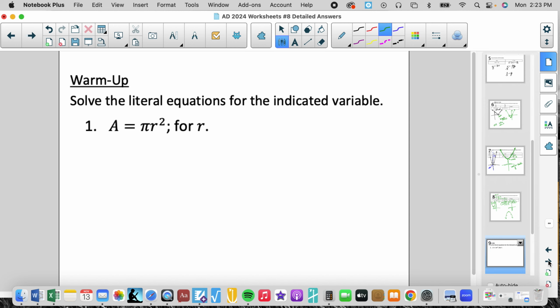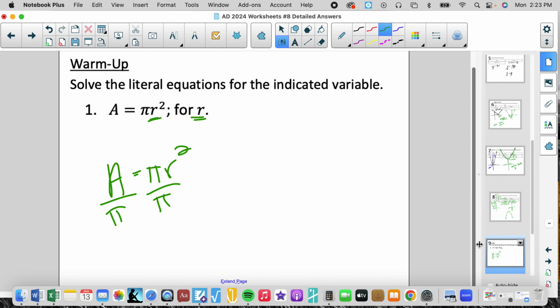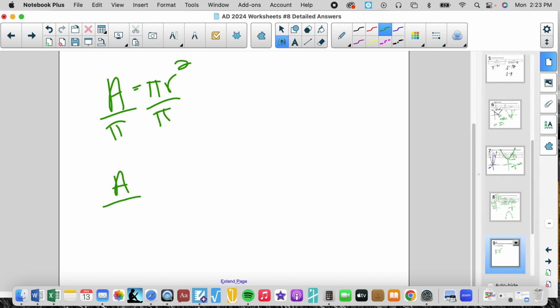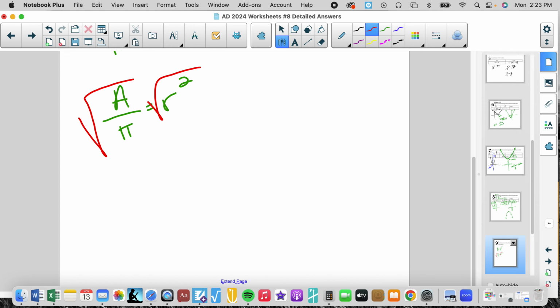All right, warm up. Warm up's easy. We're going to solve for r, so we'll isolate it. A equals pi r squared. Let's get rid of that pi first. We want to isolate our variable. A over pi equals r squared. What gets rid of a square is a square root. And we get plus or minus, oop, I didn't want it in red. I'm pretty sure we need a plus or minus square root of a over pi equals r.